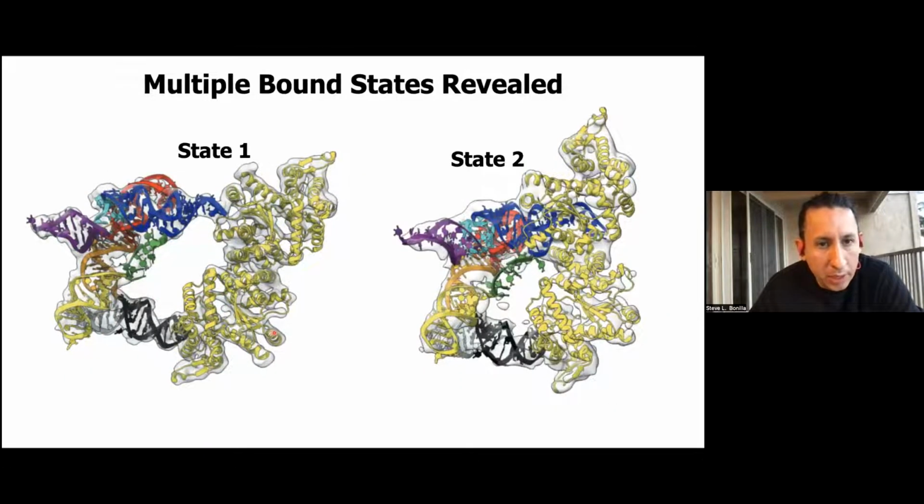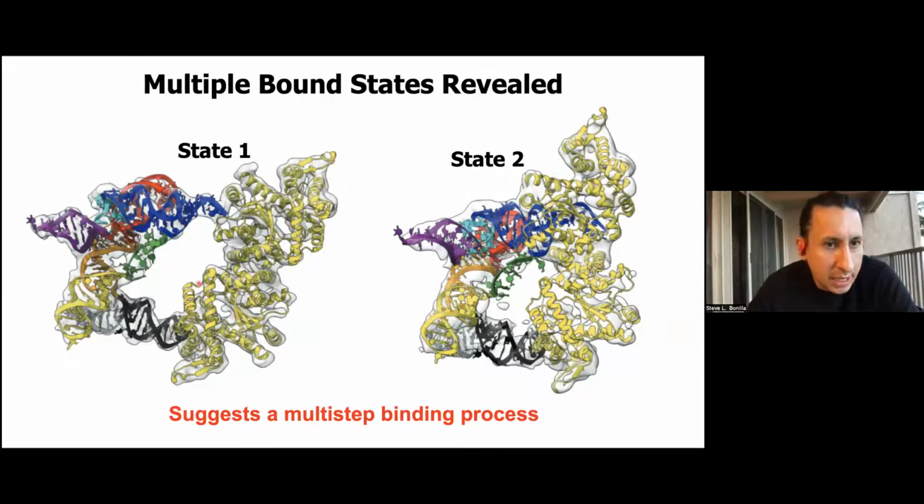Another interesting thing that we found, when we were looking at our complexes, was more than one bound state of the RNA. These different states differed in the degree of interactions between the protein and the RNA, and this suggests a multi-step binding process. It also suggests that this complex itself may be conformationally dynamic.